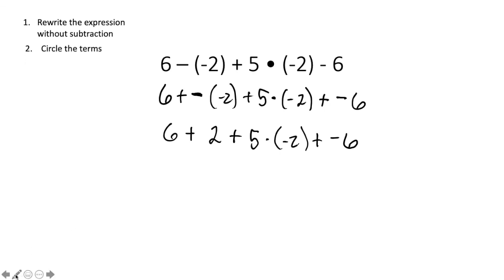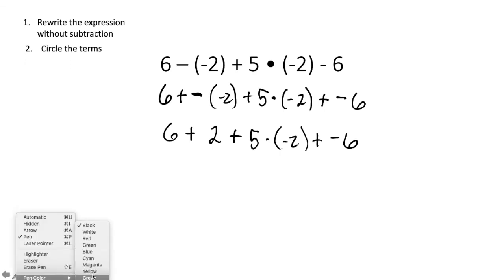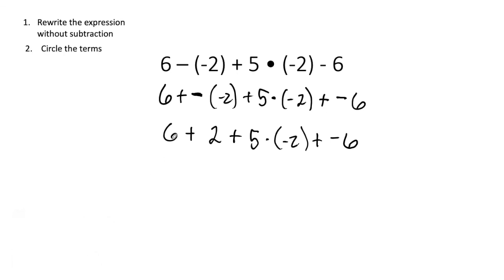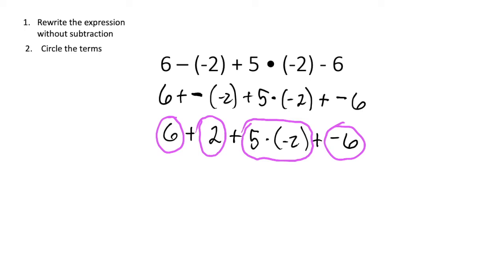All right, we are ready to circle our terms. 6 is a term, separated by that plus sign from the 2. All right, after the plus sign, we have 2 is a term, separated from the 5 by a plus sign. 5 times negative 2 is a term. There's no plus sign between the 5 and the negative 2, so that's all one term. And then our last term is negative 6.